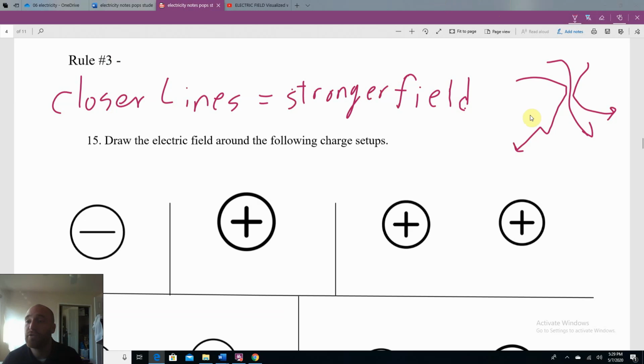The closer lines are, the stronger the field is. So if we have this electric field right here, the field would be the strongest right here. Let's change color for this.